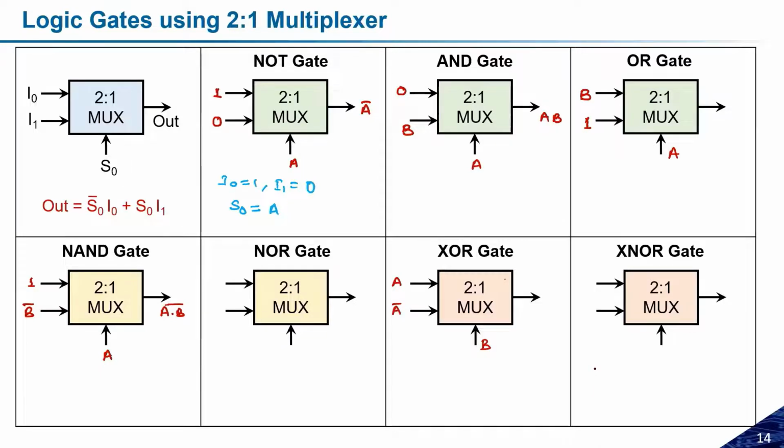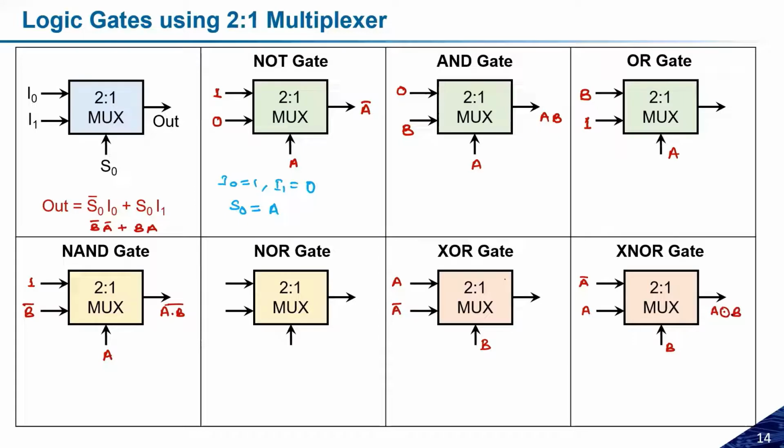Okay, so let us try to see. S0 is B, then it will become B bar. I0 is A bar, you are interchanging with this one, and here S0 will become B and I1 will become A. Absolutely correct. So if you interchange these two things, if you keep A bar in the first one and A in the second one and keep B as the select, you will get A XNOR B.